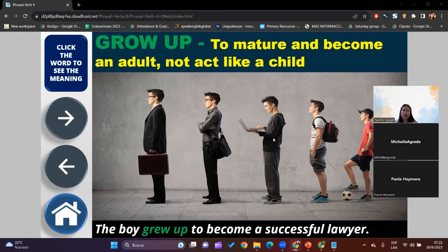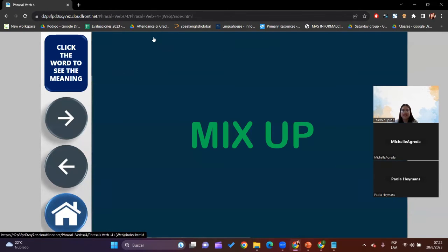The boy grew up to become a successful lawyer. Yes. Because the others that I gave you, to rise, evolve, and expand, they mean the same, but we use them in different contexts, right? Like the examples that we had last class: smart, intelligent, wise. It's basically the same, but we use them in different contexts. But yes, that is grow up. Now, what about mix up?